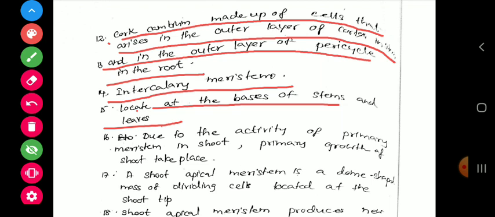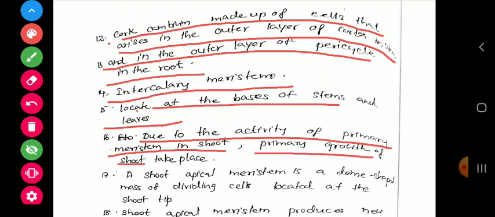Now, due to the activity of the primary meristem in the shoot, primary growth of the shoot takes place. So due to the activity of what? Due to the activity of the primary meristem in the shoot, primary growth of the shoot takes place.